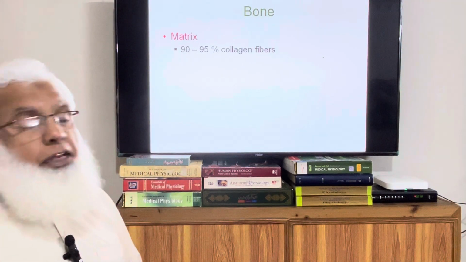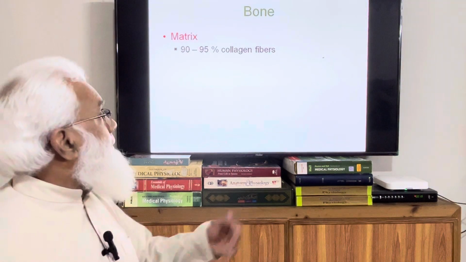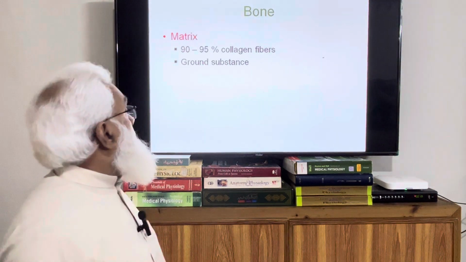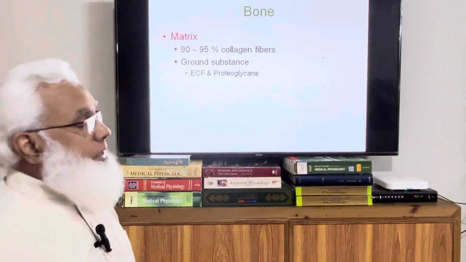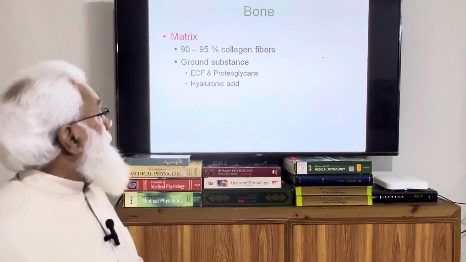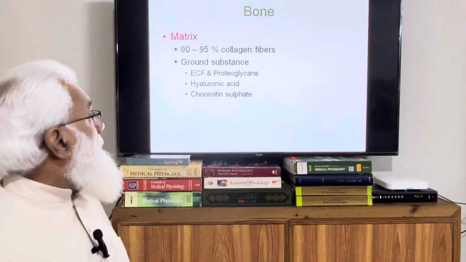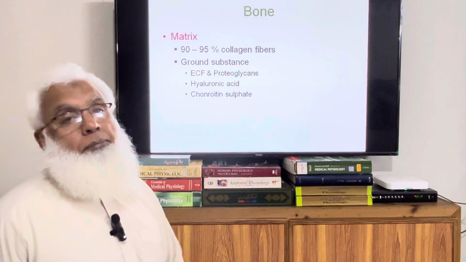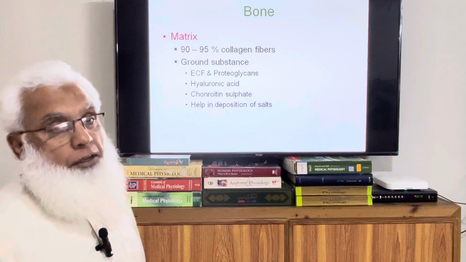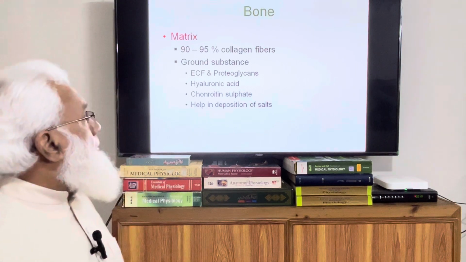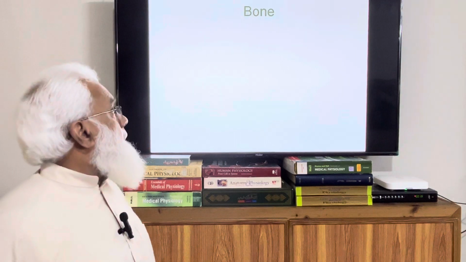90 to 95% of the matrix is protein, the collagen fibers, and the rest is ground substance, that is extracellular fluid and proteoglycans like hyaluronic acid and chondroitin sulfate. All this forms what we term the ground substance. This is helpful for the deposition of salts in the matrix. The matrix is initially laid down, then the salts are deposited.